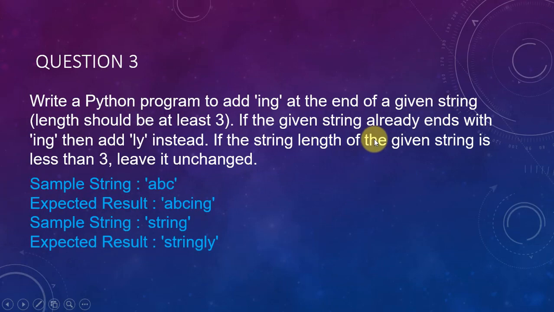So the problem was, you have to insert a string. You can take a static string or you can take a user entry. Then if a string is at least 3 characters long, you have to add ing, and if it already ends with ing, then you have to add ly to it, and if it is less than 3, then you have to leave that string alone. Okay, that's what we have to do. So let's move to our PyCharm and try to address this problem.